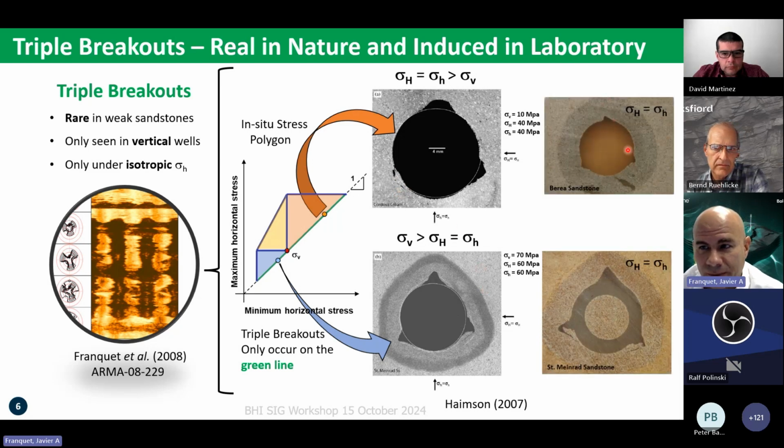More pictures of triangular breakout in Berea sandstone. And so we know this happens. It's interesting that it can create a triangular shape. So from a circular hole, it becomes a triangular shape, and it becomes stable for that isotropic stress condition. So very interesting.